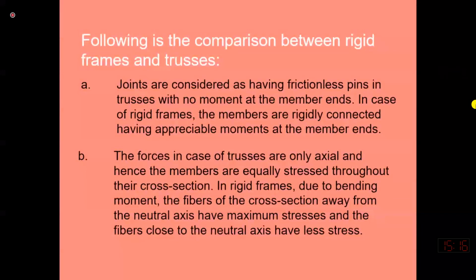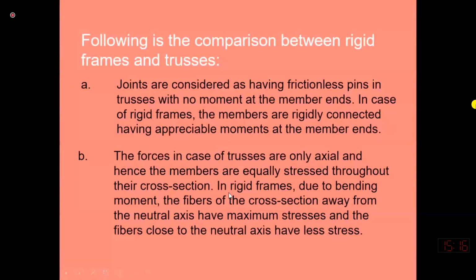The forces in case of trusses are only axial, and hence members are equally stressed throughout their cross section. Axial forces mean that we assume the axial force is passing throughout the length of the member. So if we cut at any section, at any point, uniform stresses are acting in the truss along the length because forces are axial. But this is not the same in a rigid frame.